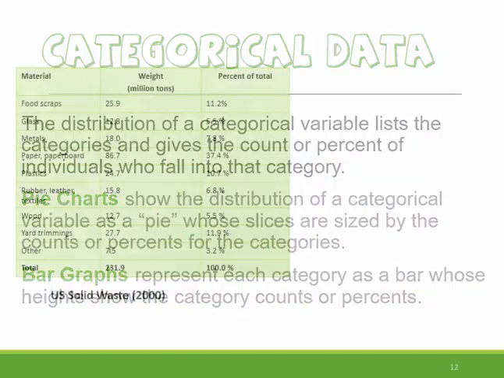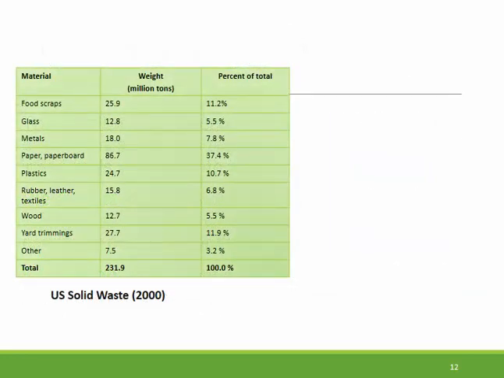Okay, so let's look at some examples here. These are just some that came with the textbook. So in 2000, the U.S. solid waste, we had different categories: food scraps, glass, metals, and so forth. You can see there, and then our numbers, which are in millions of tons. So there were 25.9 million tons of food scraps in the U.S. in the year 2000, and that made up 11.2% of the total.